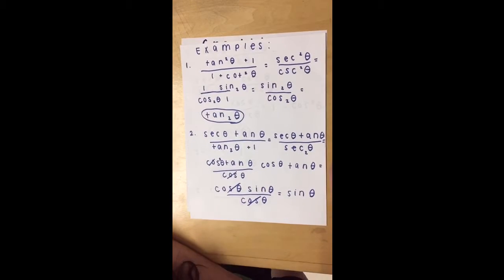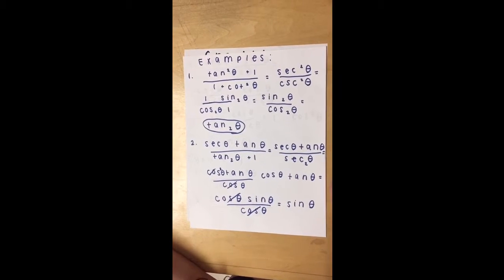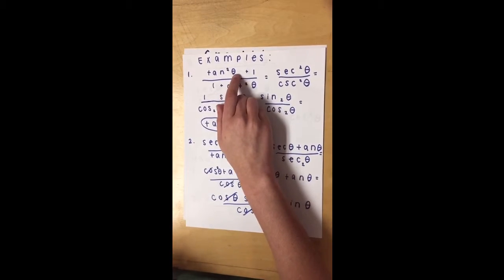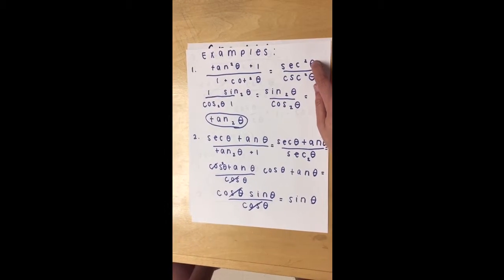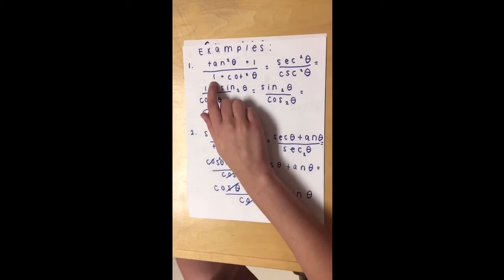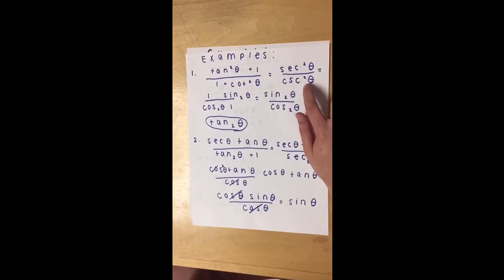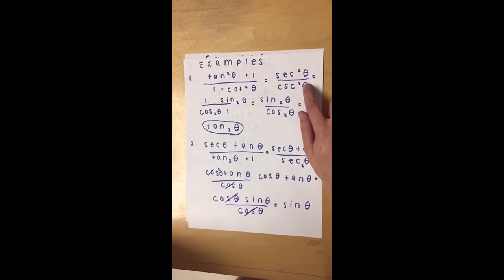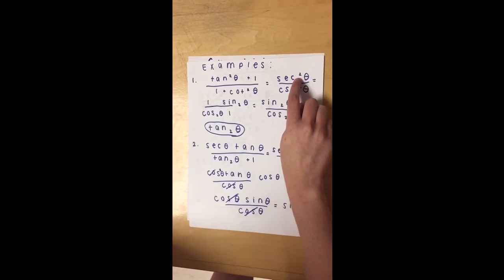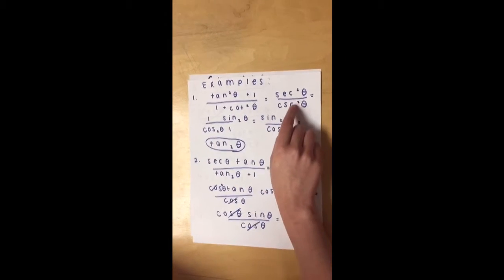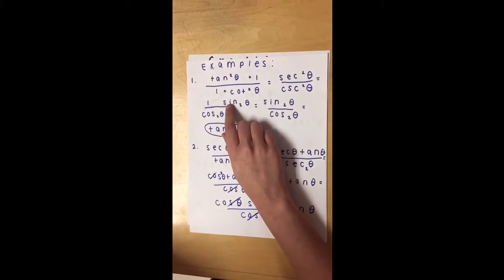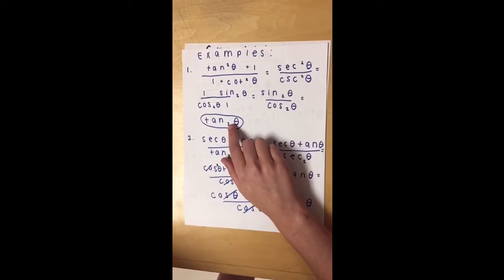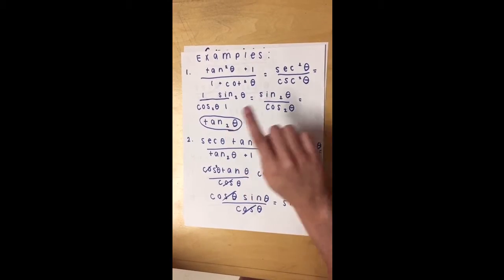So the first example is tangent squared plus 1 over 1 plus cotangent squared. We know that tangent squared plus 1 is equal to secant squared from one of our identities, and we also know 1 plus cotangent squared is equal to cosecant squared by our other identities. If we go over here, we can use our reciprocal identities to know that secant is 1 over cosine, and cosecant is 1 over sine, and that's how I got that. And then it equals sine squared over cosine squared, which you know is tangent squared from our quotient identities.